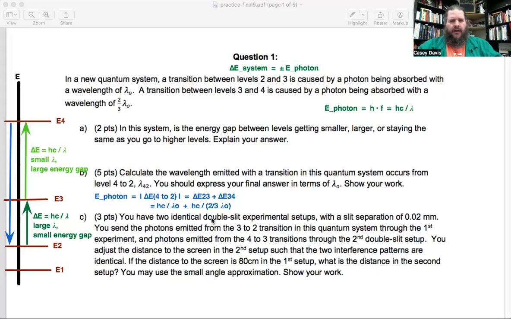Because we're talking about the wavelength from 3 to 4, it specifically tells us that wavelength is 2/3 of lambda naught. So you've got HC over lambda from 2 to 3, which we're just calling lambda naught, and also HC over lambda from 3 to 4, which we're specifically told is 2/3 of that same lambda naught.